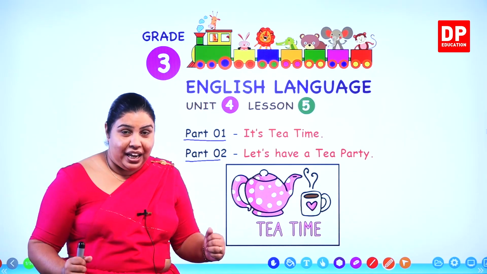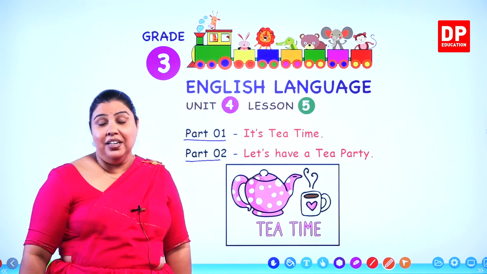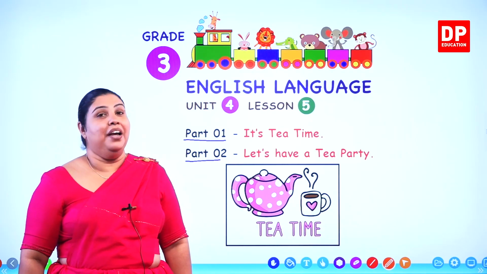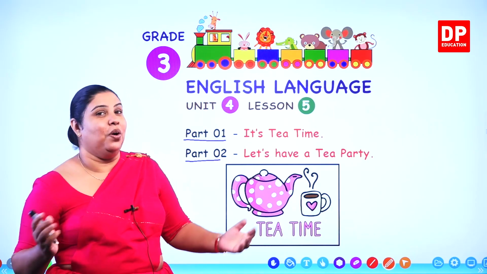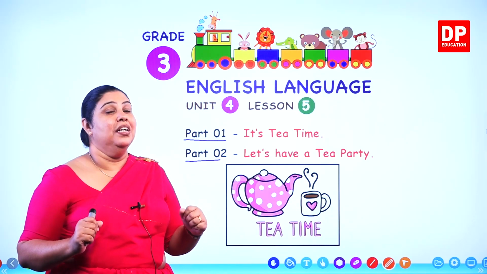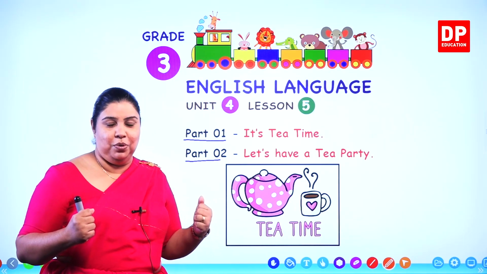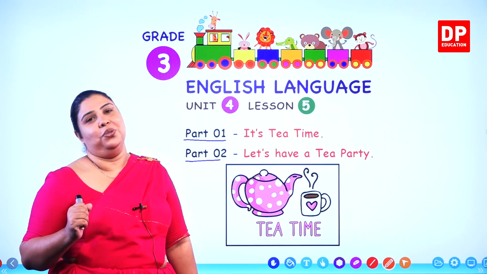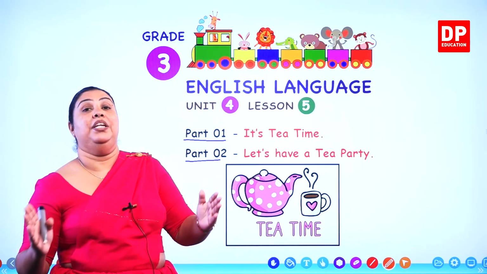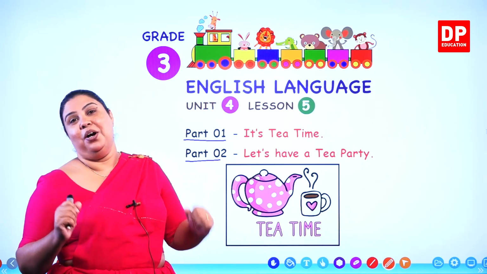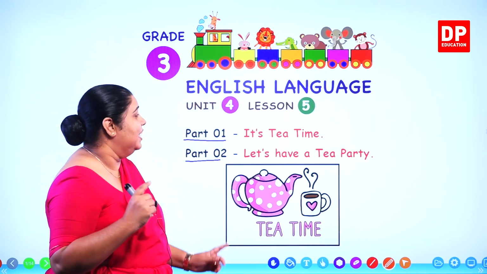Okay, so now today we are going to start off with our lesson number 5, part 1. It's tea time. I want you to have your pupils book and your workbook with you because we are going to talk about making tea and we are going to do our workbook activities in the workbook. We have a beautiful song to listen to as well. Come with me. It's tea time.